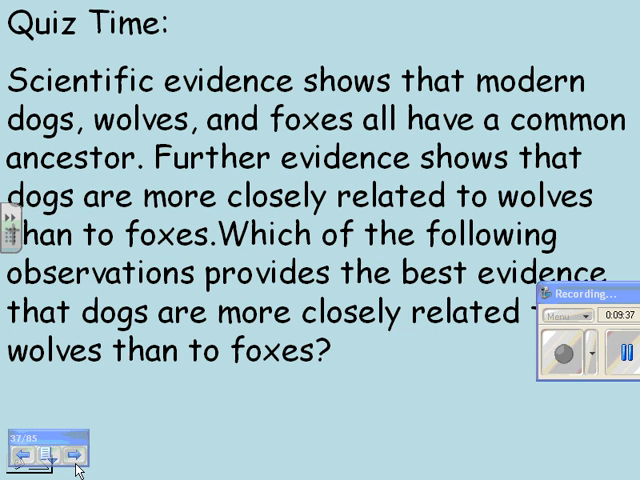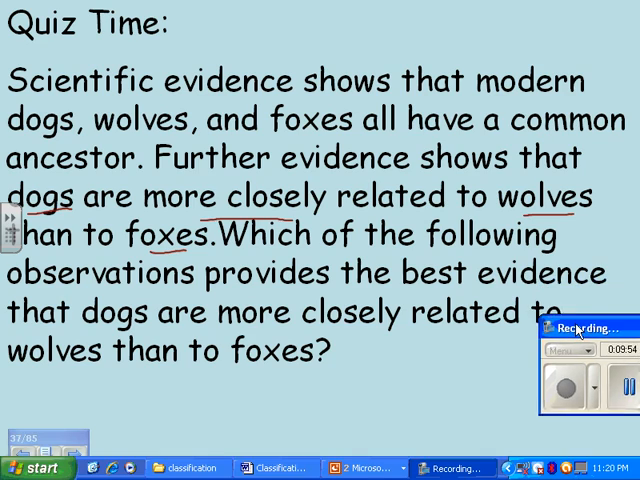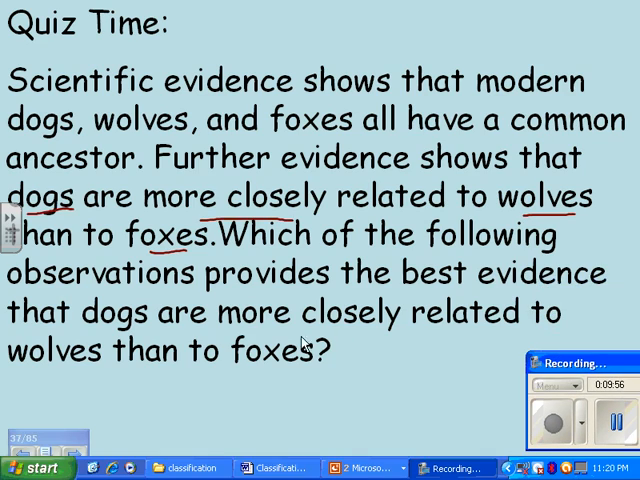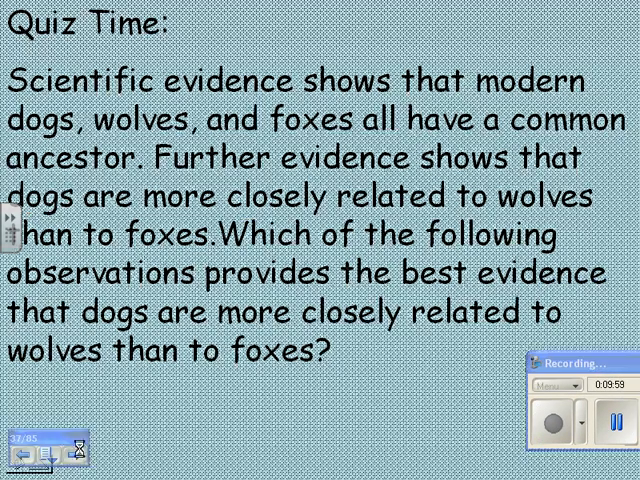Scientific evidence shows that modern dogs, wolves, and foxes all have a common ancestor. Further evidence shows that dogs are more closely related to wolves than to foxes. So you can underline stuff: dogs, more closely related to wolves than to foxes. Okay, which of the following observations provides the best evidence that dogs are more closely related to wolves than foxes?